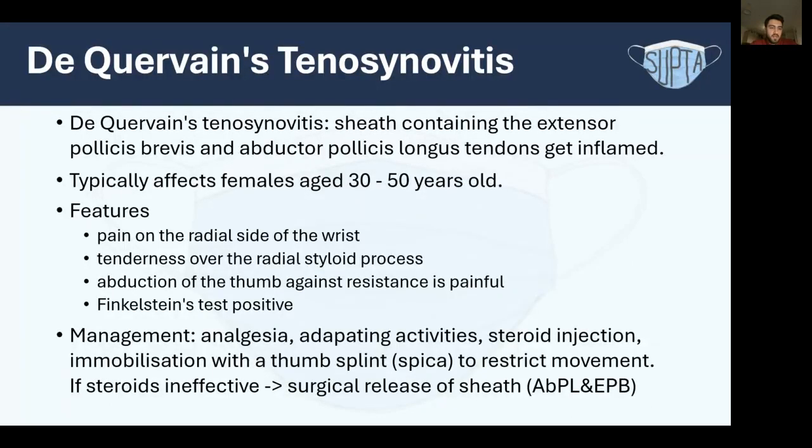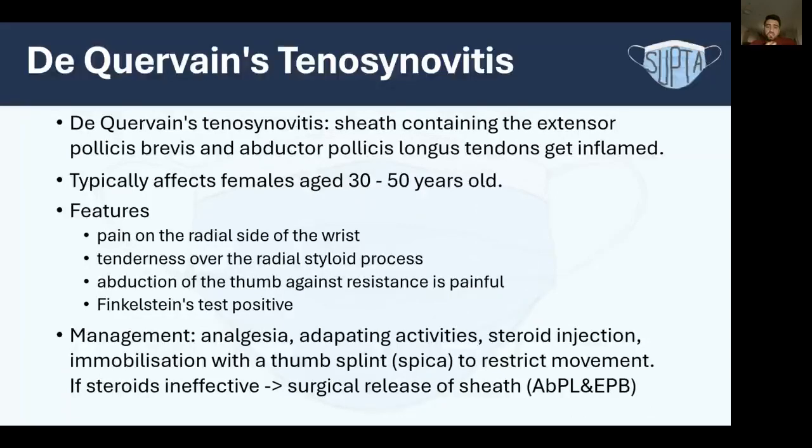And Finkelstein test is positive. Management is with analgesia, adapting activities, steroid injections, and immobilization of the thumb with a splint to restrict the movement, and hopefully that should resolve the issue. If not, steroids, and then if not, surgical release of the sheath may help.